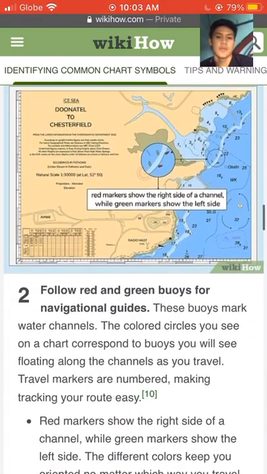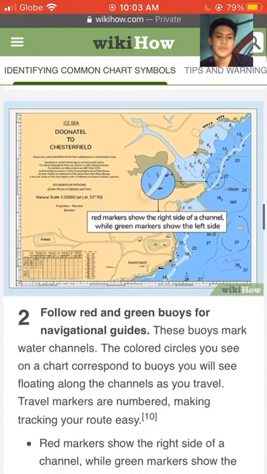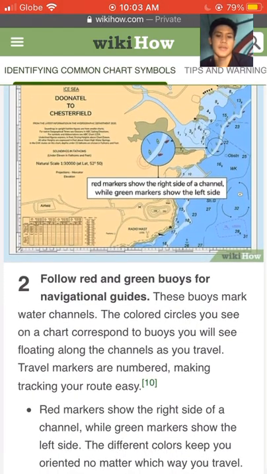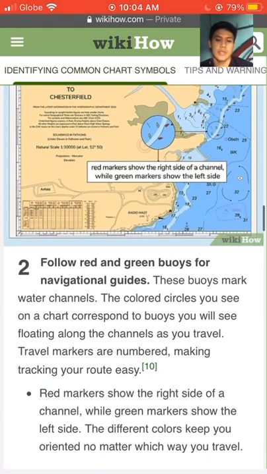Number 2. Follow red and green buoys for navigation guides. These buoys mark water channels. The colored circles you see on a chart correspond to buoys you will see floating along the channels as you travel. Travel markers are numbered, making tracking your route easy.